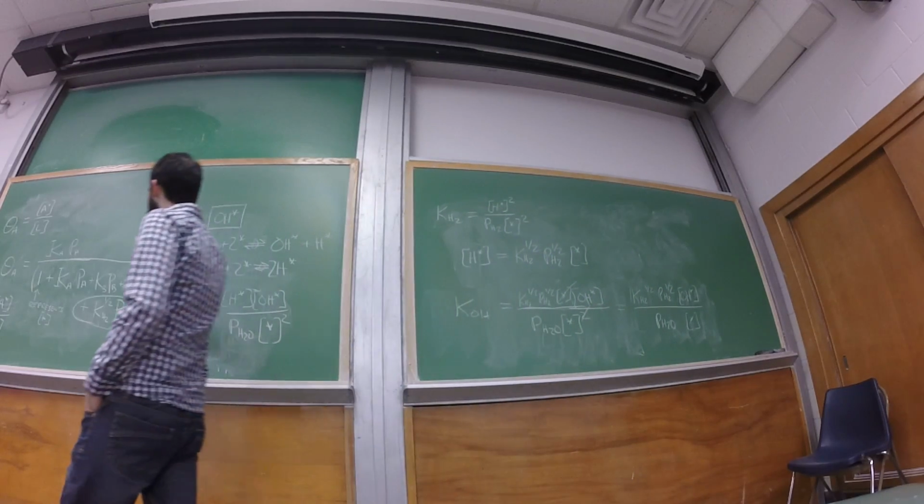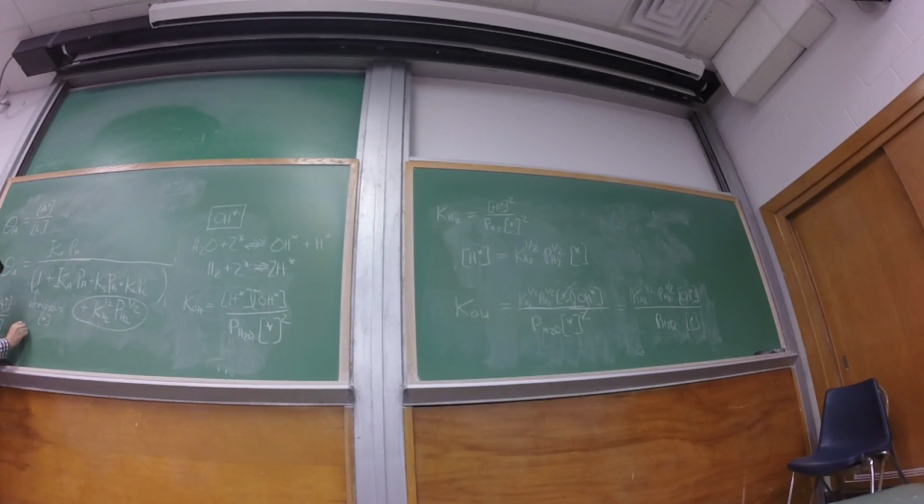Okay, so what shows up down here is OH star over star. And what is that equal to, using that equation over there? K_OH, pH2O star. Stars cancel. Divided by what? K_H2 square root.